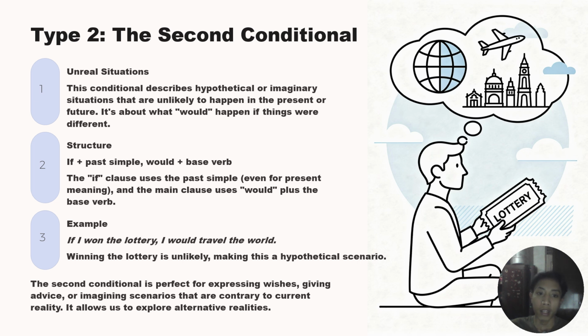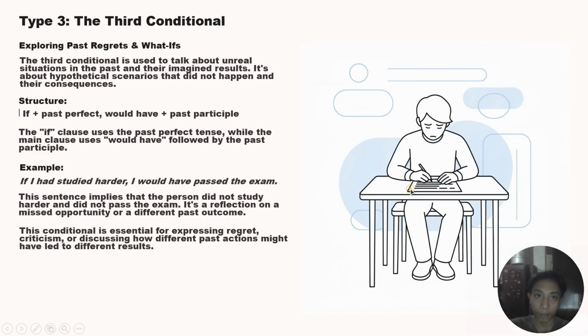Winning the lottery is unlikely or even impossible, making this a hypothetical scenario. The second conditional is perfect for expressing wishes, giving advice, or imagining scenarios that are contrary to current reality. It allows us to explore alternative realities.